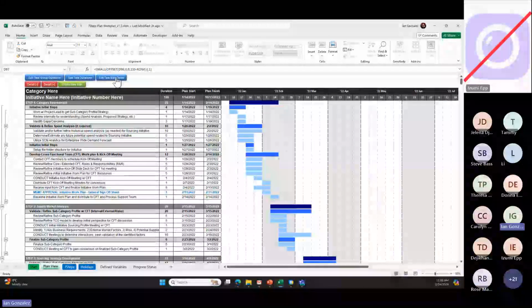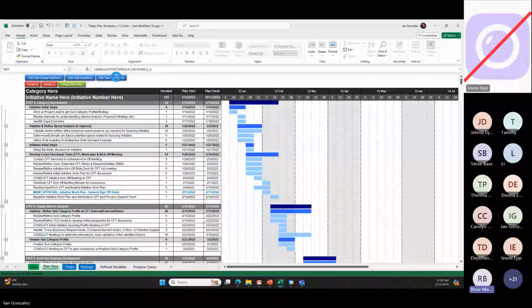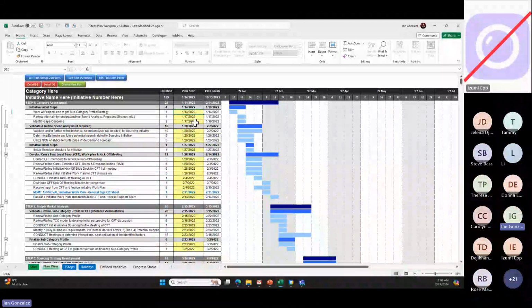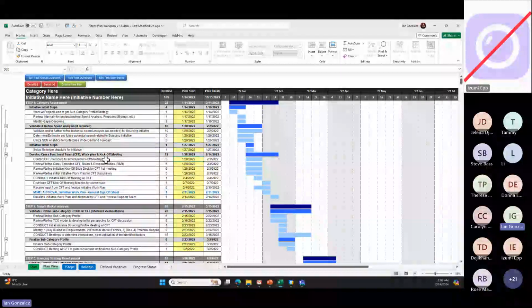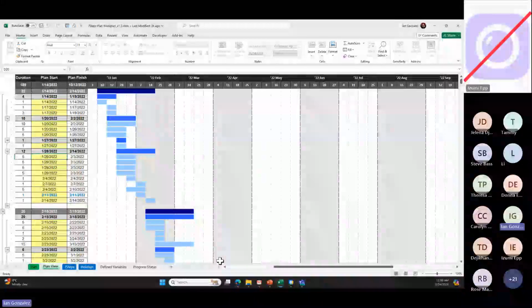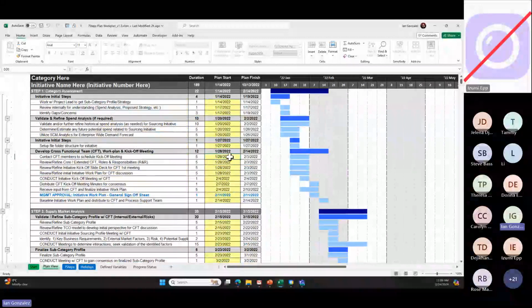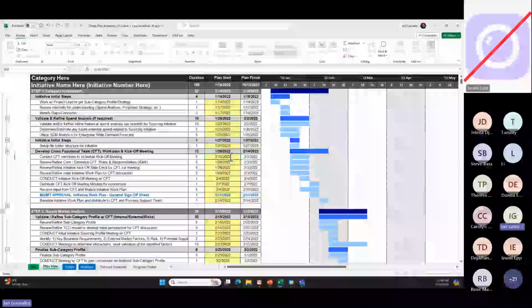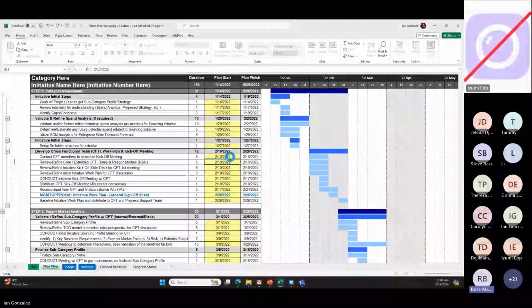Edit task start dates. If I click this button, now you'll see yellow cells. Anything yellow means I can edit it. So for example, this contact CFT members and schedule a kickoff meeting. I don't want it to happen on, let me zoom in, January 28, 2022. I want this to happen on February 10th, 2022. When I press enter, did you see that?